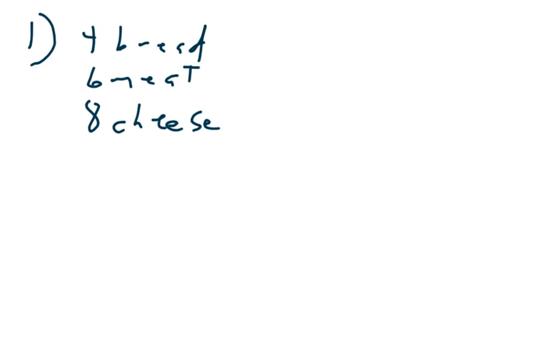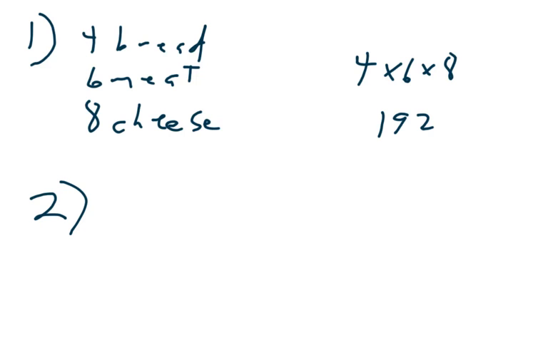Alright, for problem number 1, we're told that we have 4 different types of bread, 6 different types of meat, and 8 different types of cheese, and we want to know how many different sandwiches we can make. Well, for this type of problem where we have 3 different categories, we're just going to multiply them all together. So 4 times 6 times 8 turns out to be 192. And that's the number of different sandwiches that we can make.